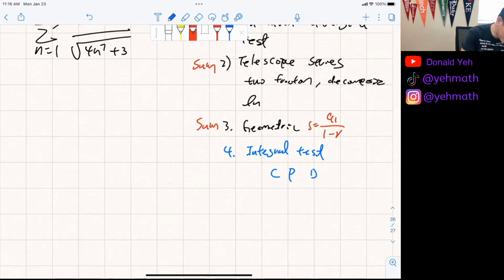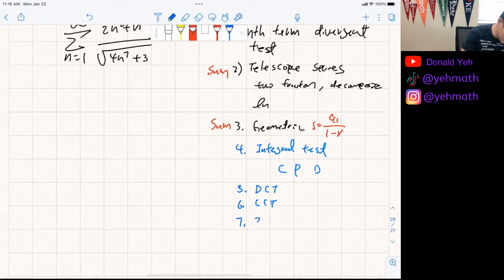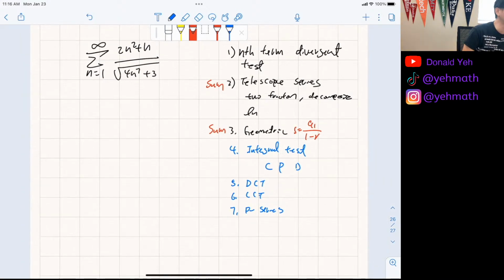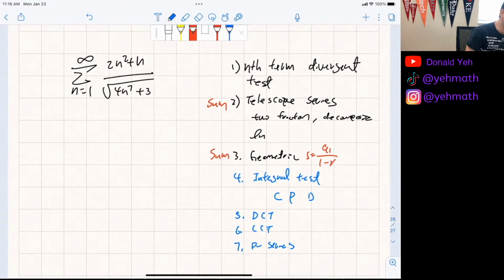Now we have learned the direct comparison test, and we also learned the limit comparison test. Also, there's another one. My favorite is the p-series. That's the easiest one. Other than that, we also know the harmonic series always diverges, but we're going to come back to talk about harmonic today. We usually use p-series to apply the LCT.